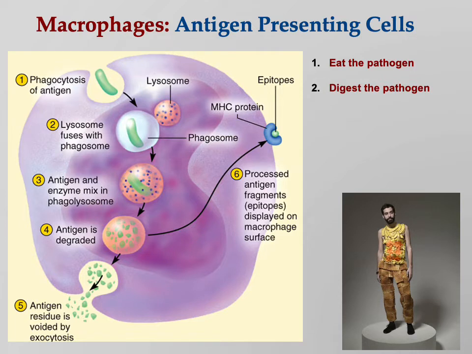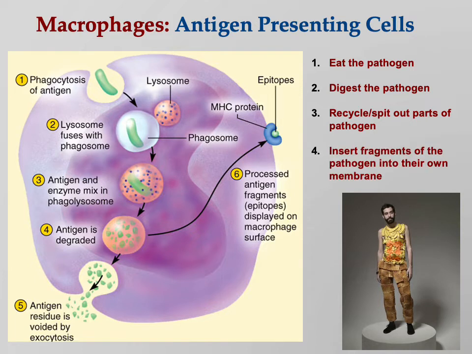And then what happens is they digest it and they spit out most of it, but they take a little part of it and insert it into a little display case on the surface of the cell. It's called an MHC2 protein, all right? And they display what's called the epitope, which is the antigenic determinant. It's the part of the antigen that makes every antigen different from every other antigen. So this is what happens.